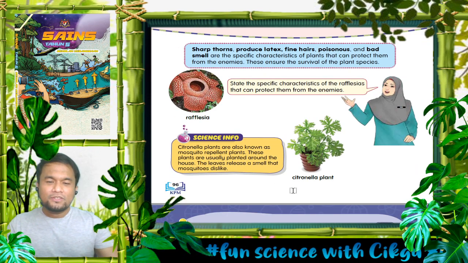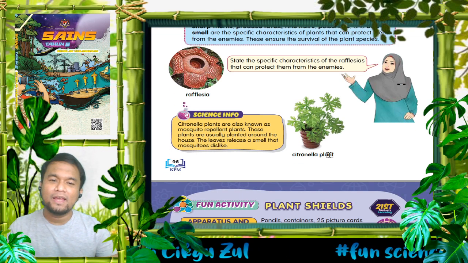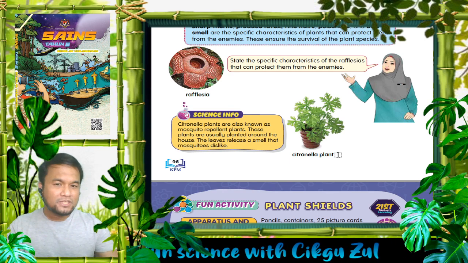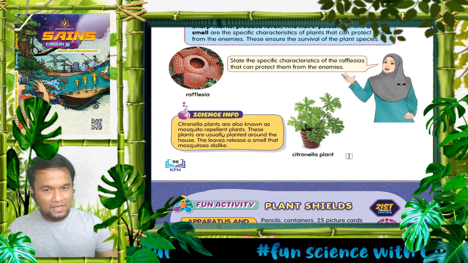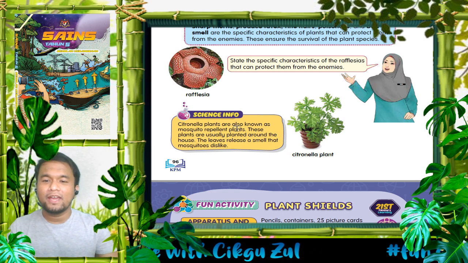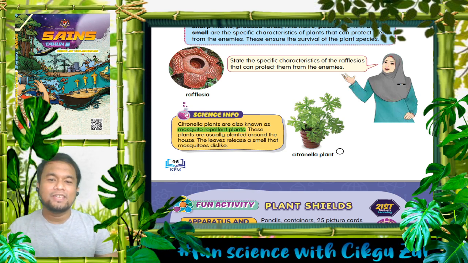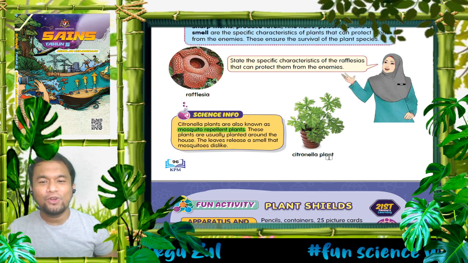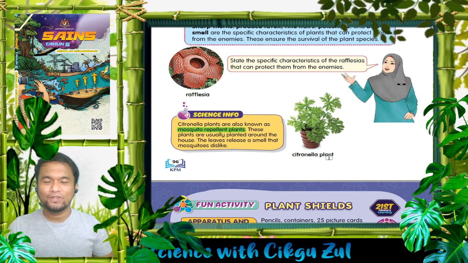Okay, so let's read on the science info here. Okay, the Citronella plant, if you still remember, the Citronella plant have bad smell as a characteristic to help them survive against enemies. So dia kata, as it said here, Citronella plants are also known as the mosquito repellent plants. Dia kata penghalau nyamuk, repellent, mosquito repellent. So kalau kamu tengok dekat sini, dia adalah organic, isn't it good?